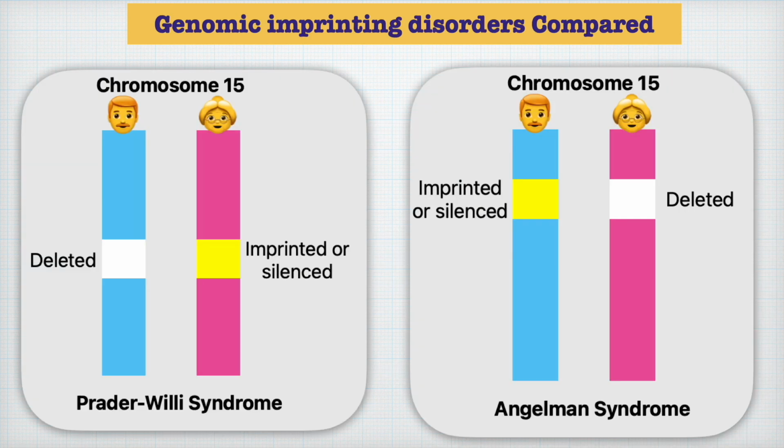Prader-Willi Syndrome and Angelman Syndrome compared. Note the difference in the causes of these two syndromes. In Prader-Willi Syndrome, the allele from the mother gets imprinted and father's alleles get deleted. In Angelman Syndrome, the alleles from the father get imprinted and the mother's alleles get deleted.